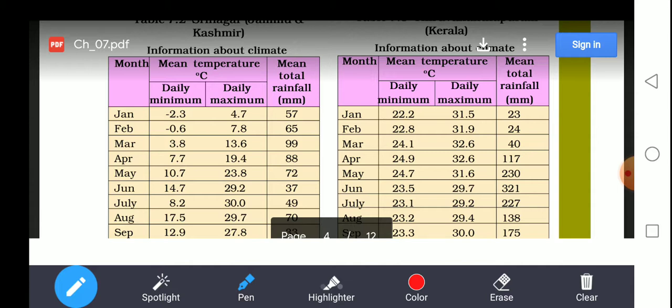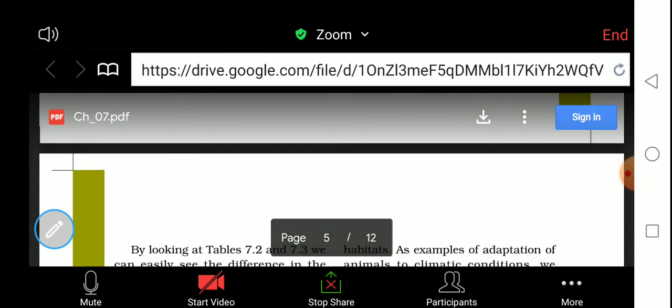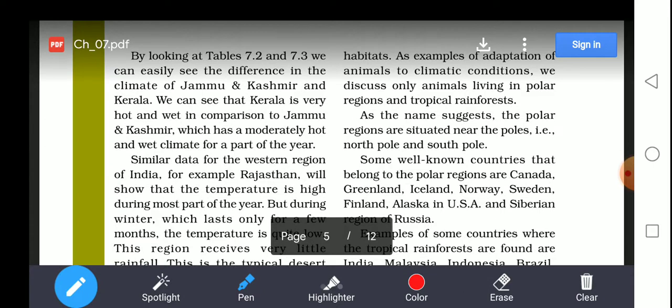The average temperature is calculated for each month, and these averages are combined to give a mean temperature. The mean total rainfall is also given. Most of the time it rains in the northeast, so you can say those areas are wet regions. This is how we can call the climate in that area hot and humid, or hot and cold. From this table, we can easily see the difference in the climate of Jammu and Kashmir and Kerala. Kerala is very hot and wet in comparison to Jammu and Kashmir, which has a moderately hot and wet climate for a part of the year.